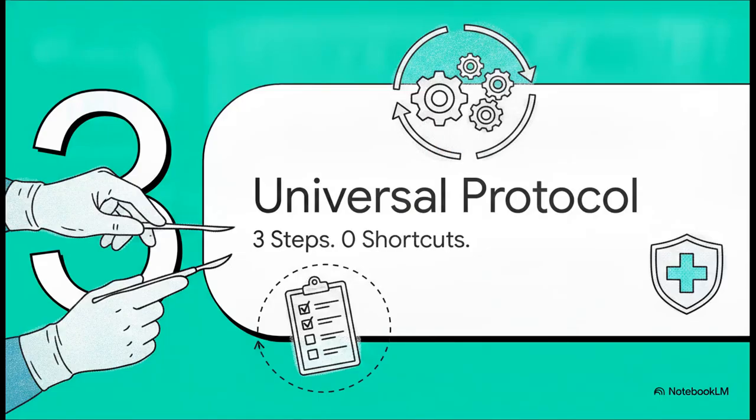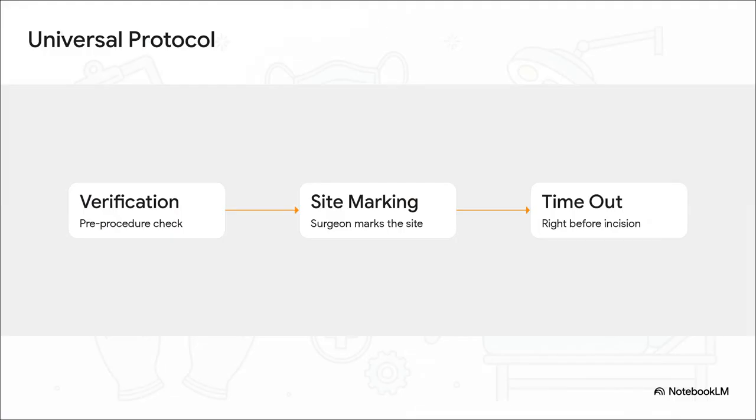Section 3, the universal protocol steps. 3 steps and 0 shortcuts. These are mandated by the Joint Commission to prevent wrong site, wrong procedure, and wrong person surgeries. These 3 distinct steps have to happen in this exact sequence for every applicable case.